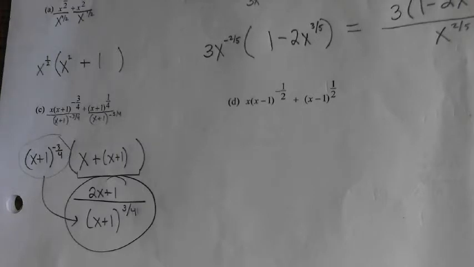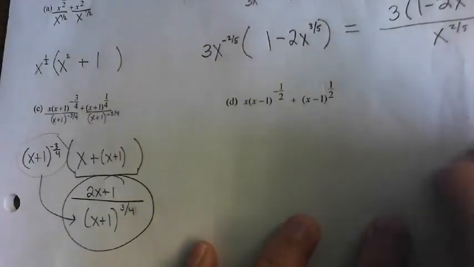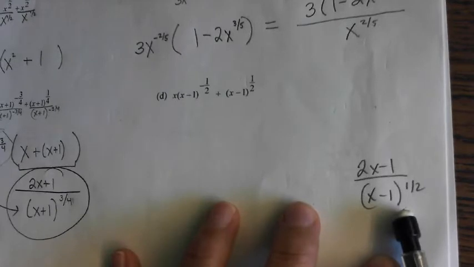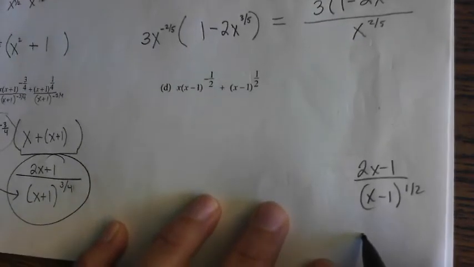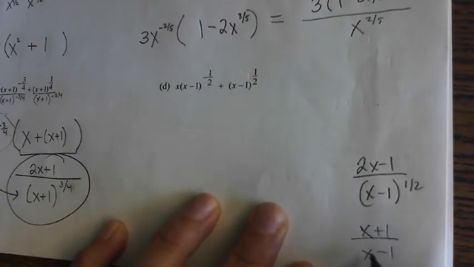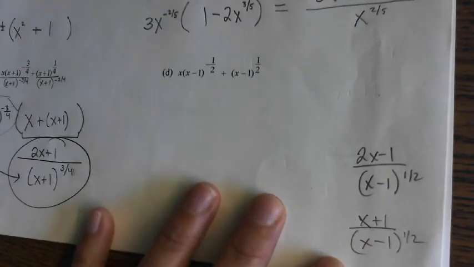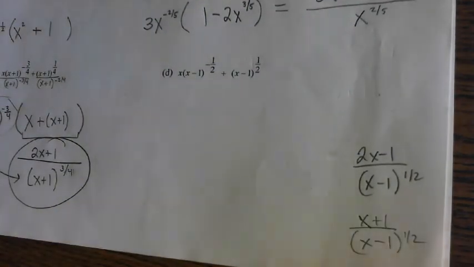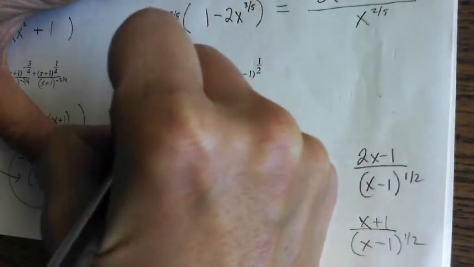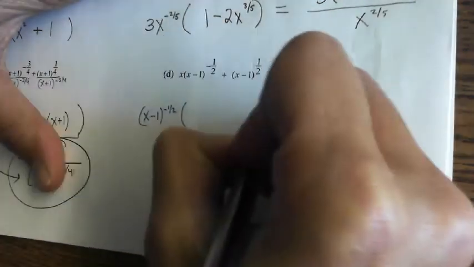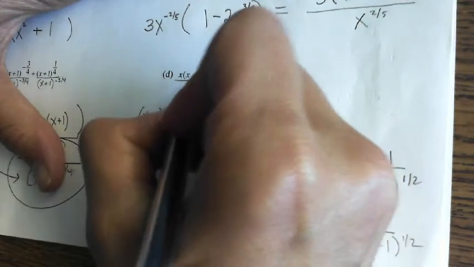All right, Connor, what'd you get for your final answer? It's 2x minus 1 over x minus 1 to 1/2. Like that? Yeah. Did anybody get anything different? Lydia, what'd you get? X plus 1 over x minus Anybody get anything different? Okay, let's see. So the GCF is definitely x minus 1 to the negative 1/2. And when I take that out of this guy, that really just cancels and leaves me with an x.